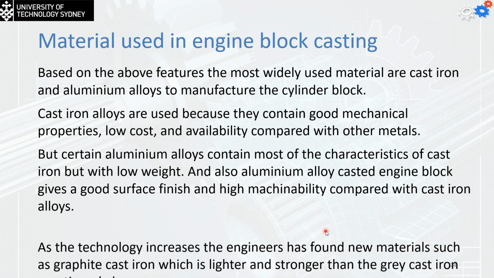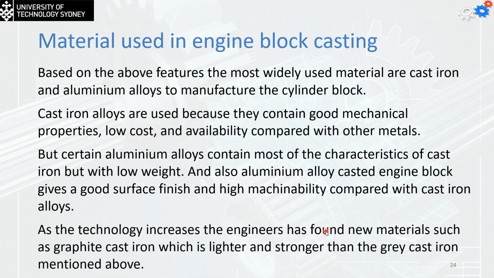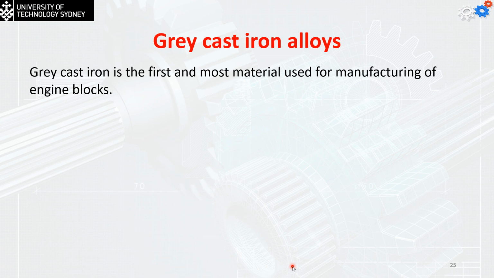As the technology continues to advance, engineers have found a new material such as graphite cast iron, which is lighter and stronger than the gray cast iron mentioned above. And the cost is also quite acceptable. So let's start with material number one we are going to work with, which is the gray cast iron. Now, let me give you a hint. The engine block we're dealing with was actually made from gray cast iron.